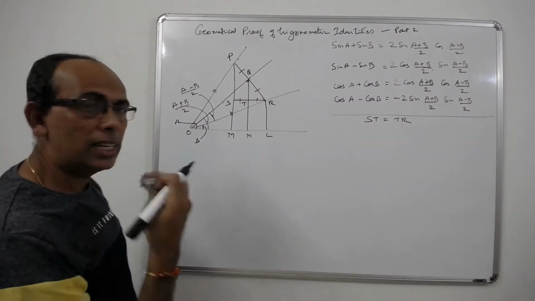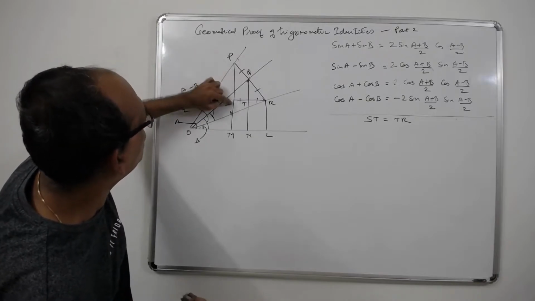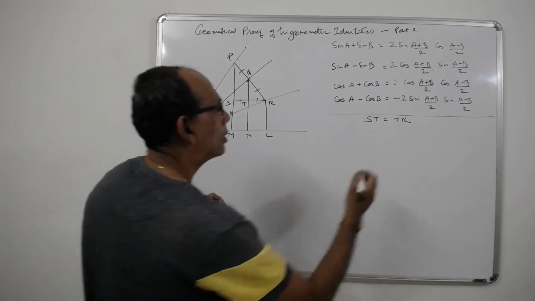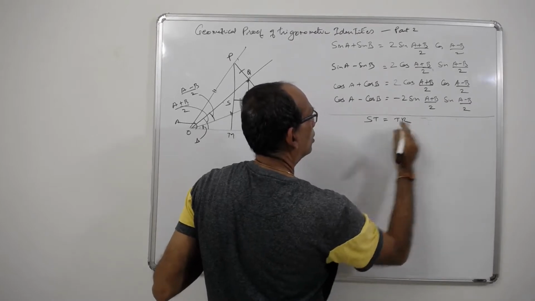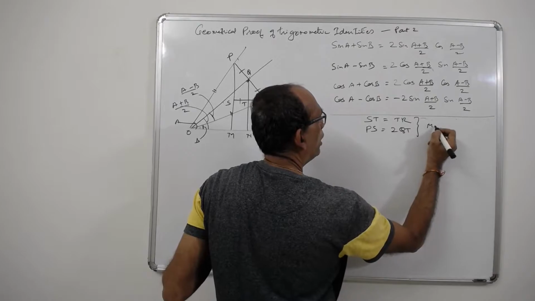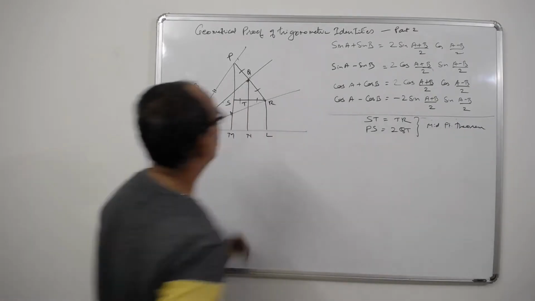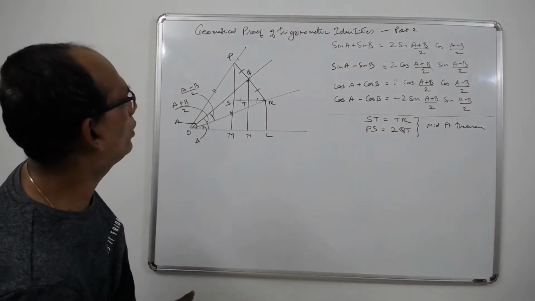Secondly, QT will be half of PT or PS. So PS is equal to 2 times QT. Both follow from the midpoint theorem. So this is what we get, right?